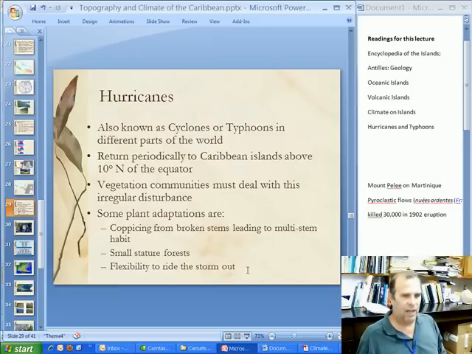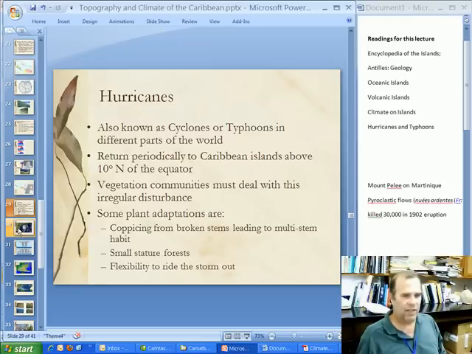Vegetation also can have flexibility to allow the vegetation to ride out the storm, so they can bend rather than break, so they can bend by the wind. And a lot of the palms are like this. You see pictures of those coconut palms being blown over, well, bent over and being blown, but as soon as the wind eases up, they soon spring back to their original posture.